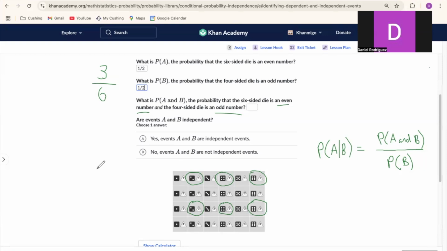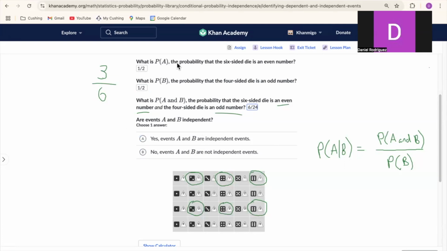Those are the only ones where I have an even number on the six-sided die and an odd number on the four-sided die. So my answer there is going to be 6 out of the total possibilities, which is 24, and they're all equally likely. So I can just do 6 out of 24, or 1/4. Are these independent events? There are different ways to figure this out.